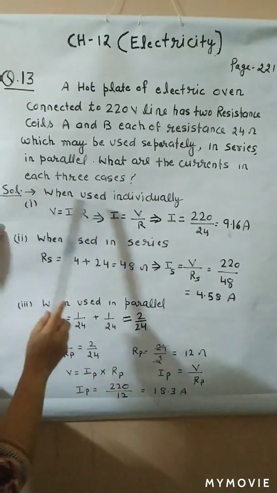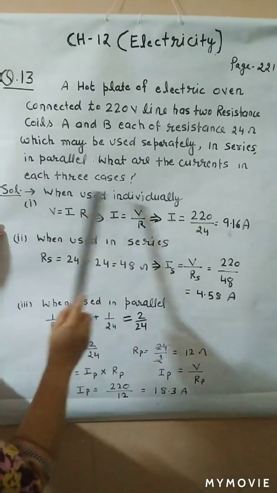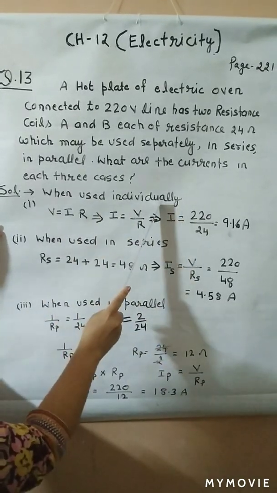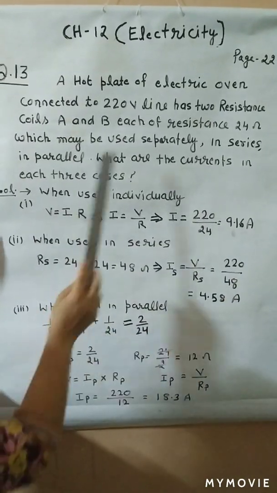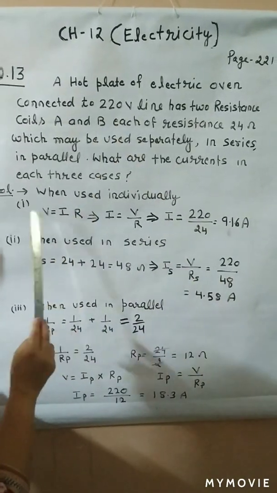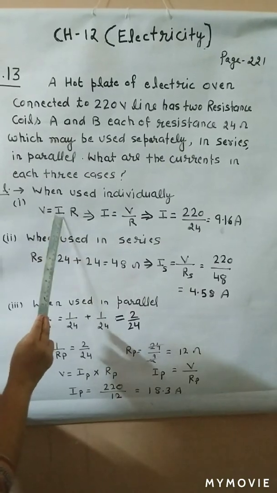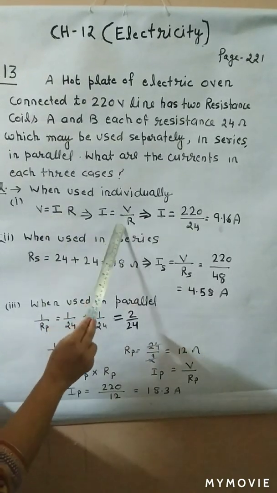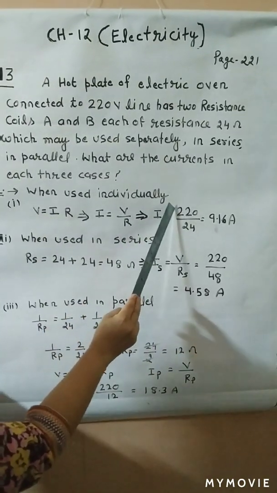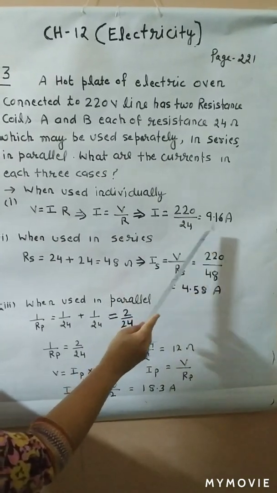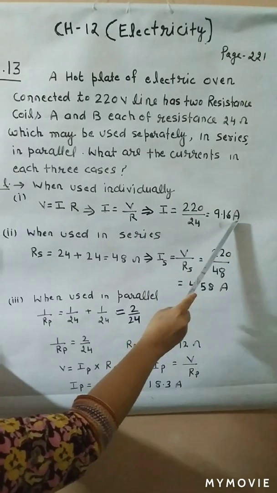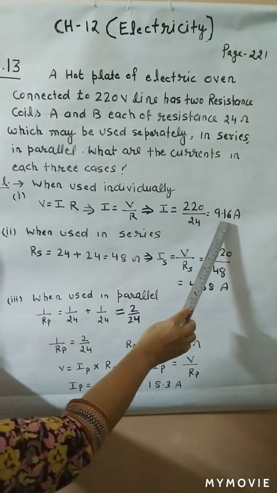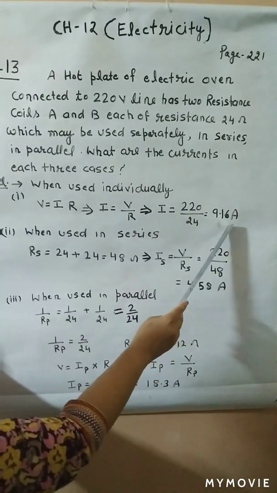So let us do that. When used individually, let's do this first. Individually means R1 is 24, R2 is 24. What is the total potential given? 220 volt line. By Ohm's law, V is equal to IR, so I is equal to V by R. So I is equal to 220 potential upon 24 ohm. We will get the current value 9.16 ampere. Both will draw 9.16 ampere each.